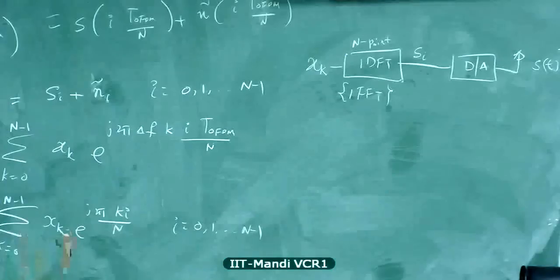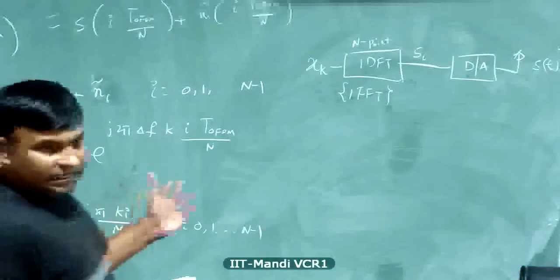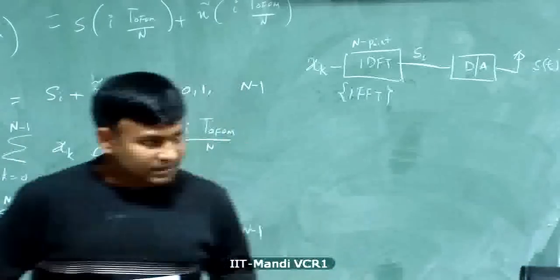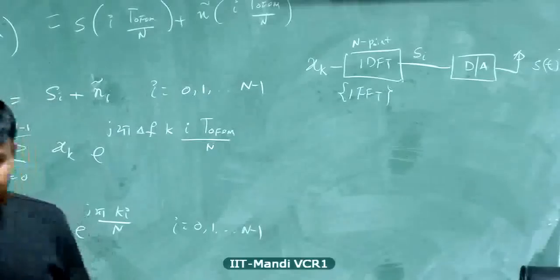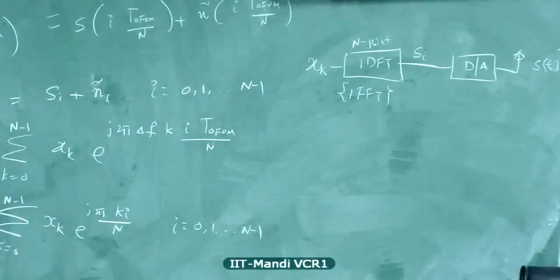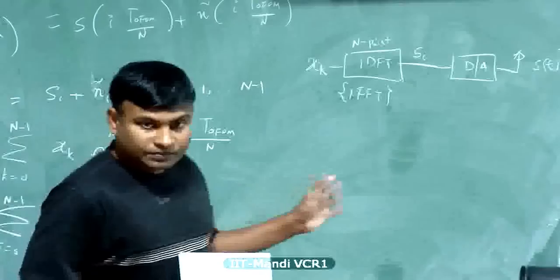Okay, n is also related to the bandwidth. Even in wireless LAN, n is quite high. Wireless LANs use OFDM.